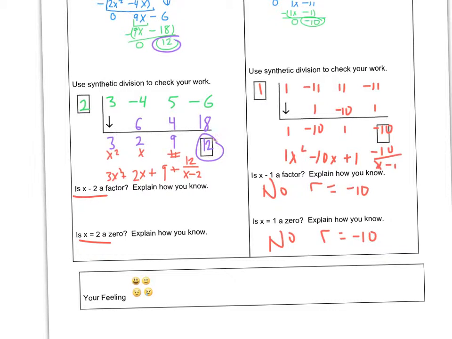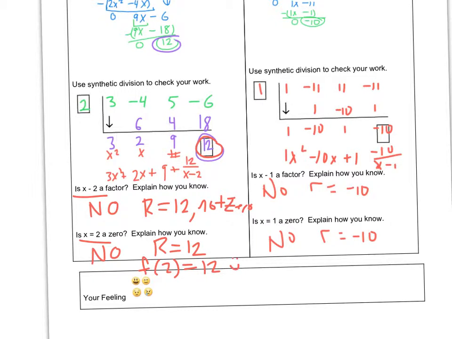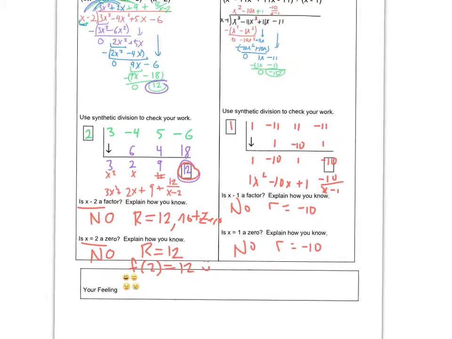And finally, these two questions really ask the same thing in a different way. The big idea here is that we have a remainder that's not equal to 0. So in both cases, the answer is going to be no. You might say that the remainder is 12, not 0, or even just that the remainder is 12. Interestingly, that would mean that f of 2 would be 12, because the remainder is the same value you get if you plug that into the function.